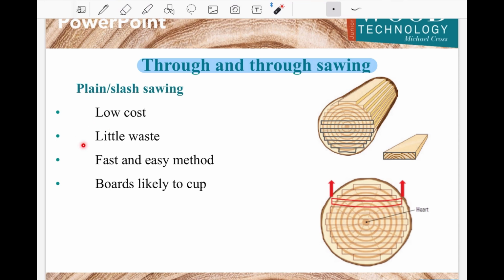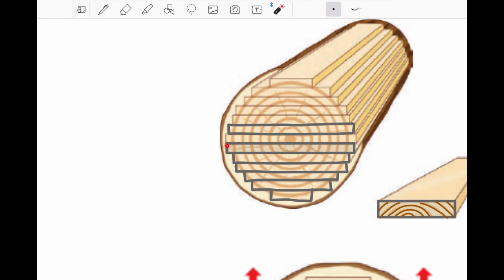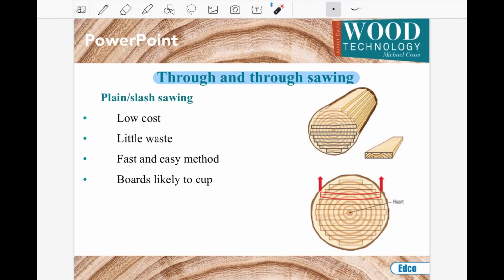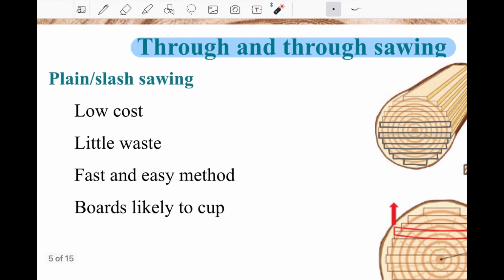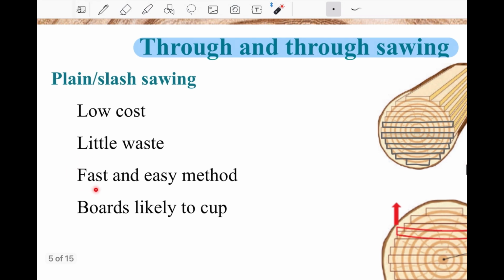Also, there is little waste. If you look at the sides of this tree, there's very little waste. There's some waste along these sections, but this isn't truly waste because we can use it in other areas of woodwork. You can use it in a basic form as garden mulch, and there are other things we can use it for. It's very fast and easy. Most people could convert timber using this method if they had access to a horizontal bandsaw. It's fast and it's easy.